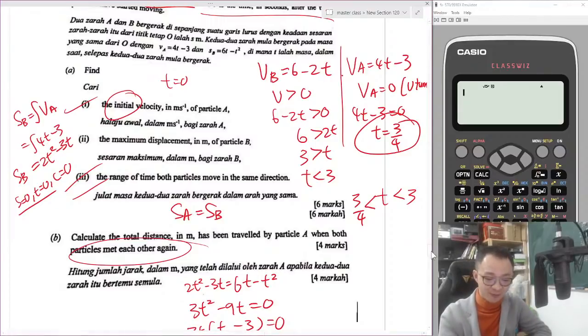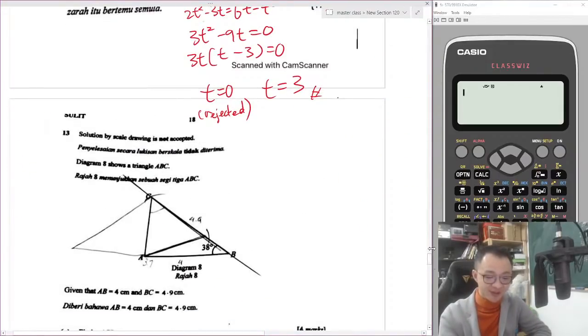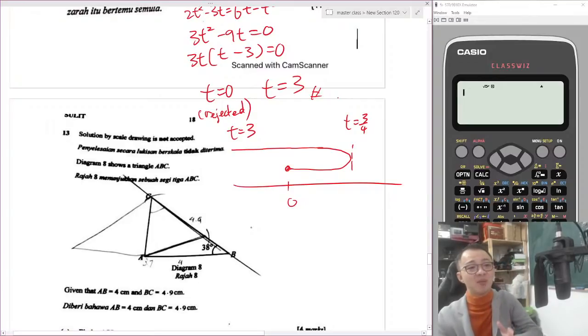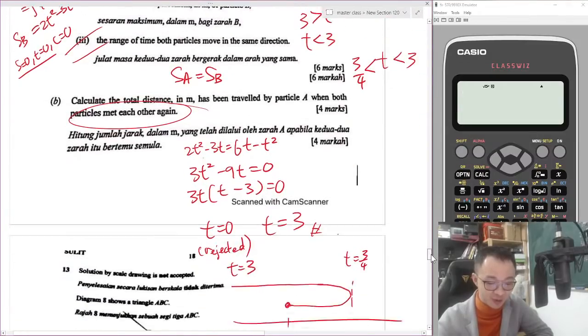So right now, what I want to do is like this. The particle starts from the origin. The particle will be here. It will move until time equals 3 over 4. Then it will U-turn. It will continue moving until time equals 3. Then only the particle stops. Alright, this is why I want to find 3 over 4.